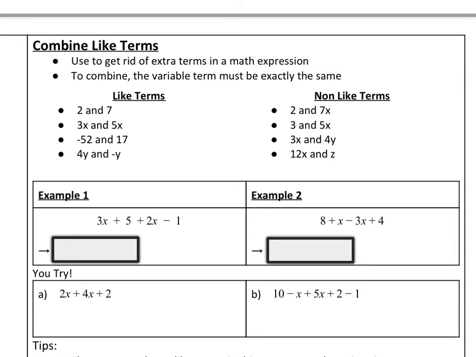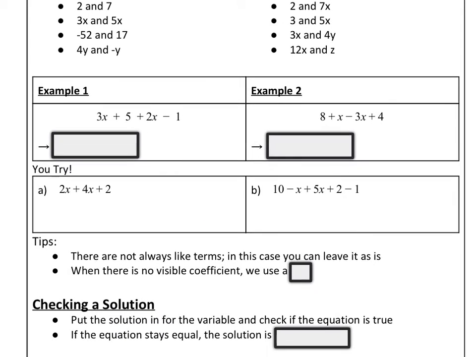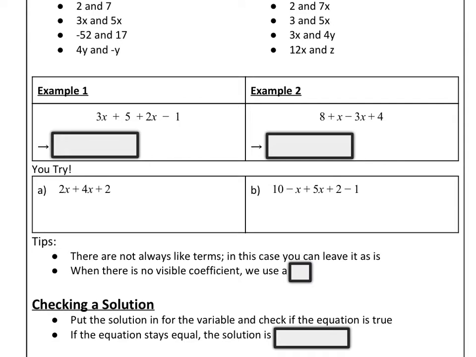Let's take a look at our examples down here. First off, we have 3x plus 5 plus 2x minus 1. Let's start by identifying our like terms. Well, I have 3x and 2x. Both have the variable x, so those are like terms. I also have 5 and minus 1. Those are not like terms with the 3x and 2x, but those are like terms with each other. Both do not have a variable term.